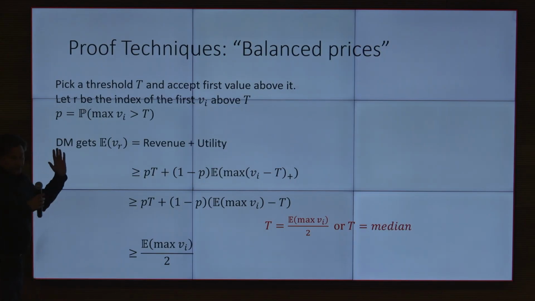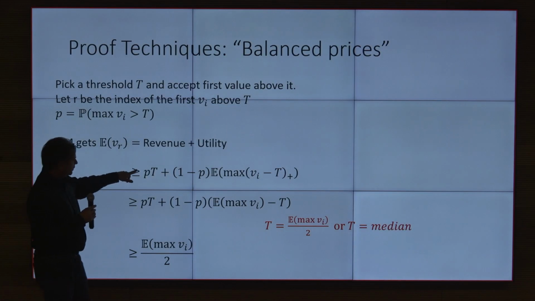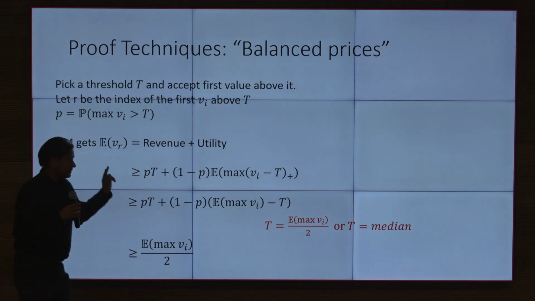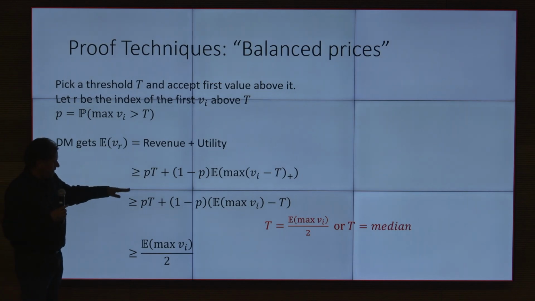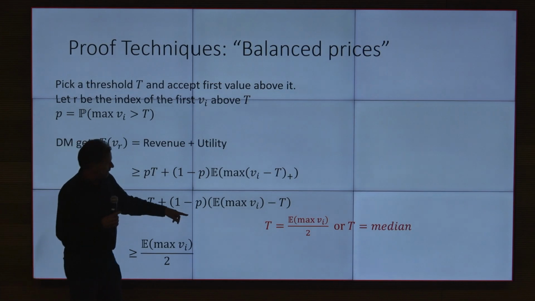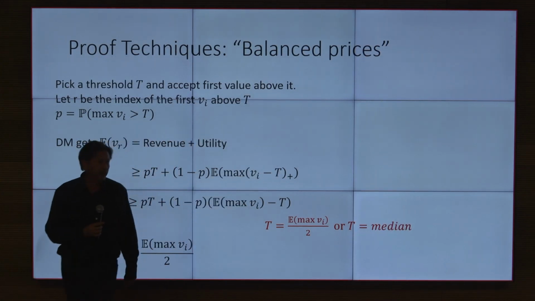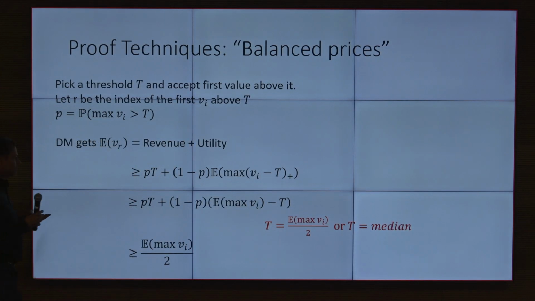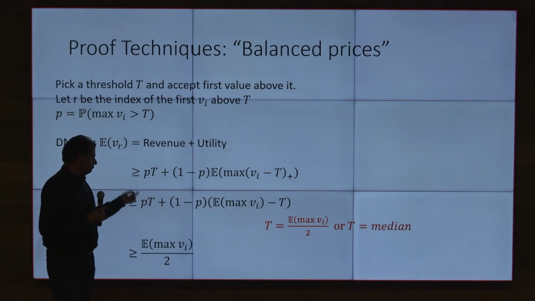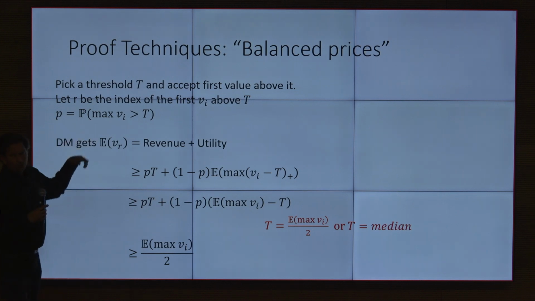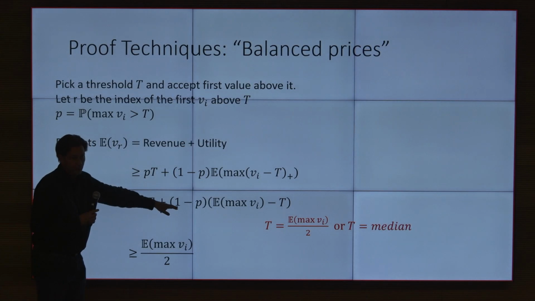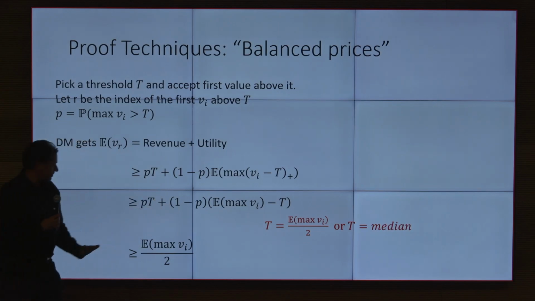So now we are done, essentially, because once we have this lower bound, which is called the balanced prices lower bound, we take out the positive part from there. It's another lower bound, and now we can choose T. If you think about it briefly, if you choose T such that P is 1/2, so we choose the median of the distribution of the maximum, then P is 1/2 and 1 minus P is also 1/2. The T cancels, and we get the expectation of the maximum over 2.